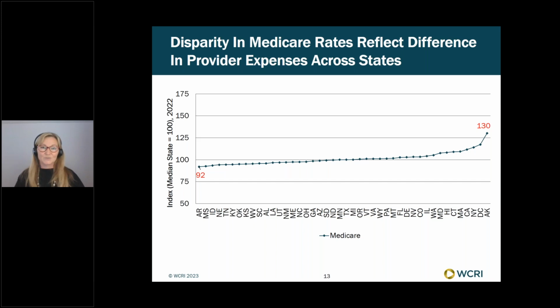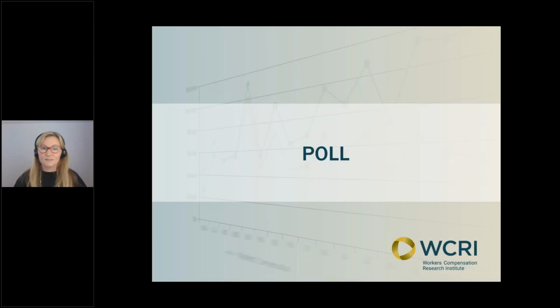So this slide shows variation in Medicare rates across states. And by design, this variation captures differences in cost of providing care across states. Again, differences in providers' wages, rental cost, and malpractice insurance. And in this chart, Medicare fee indices are normalized so that the index in the median state is set to 100. As you can see, Medicare rates ranged between 8% below the median state in Arkansas and 30% above the median state in Alaska. And now is a good time for our poll.